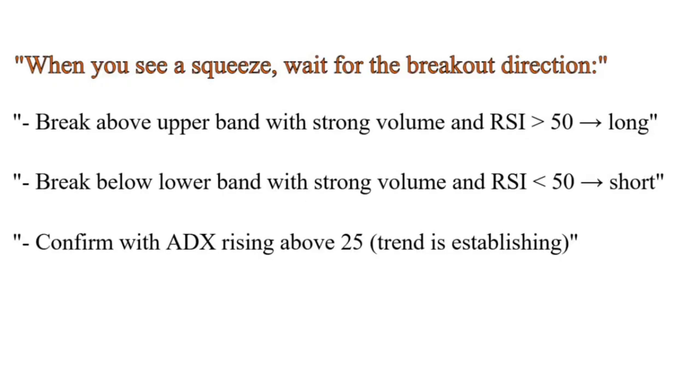Scenario C, the squeeze setup. One of the most powerful setups is the Bollinger Band squeeze. When the bands contract significantly, bandwidth below 75% of its 50-period average, it signals that volatility is compressed and a breakout is imminent. When you see a squeeze, wait for the breakout direction. Break above the upper band with strong volume and RSI above 50, go long. Break below the lower band with strong volume and RSI below 40, go short.